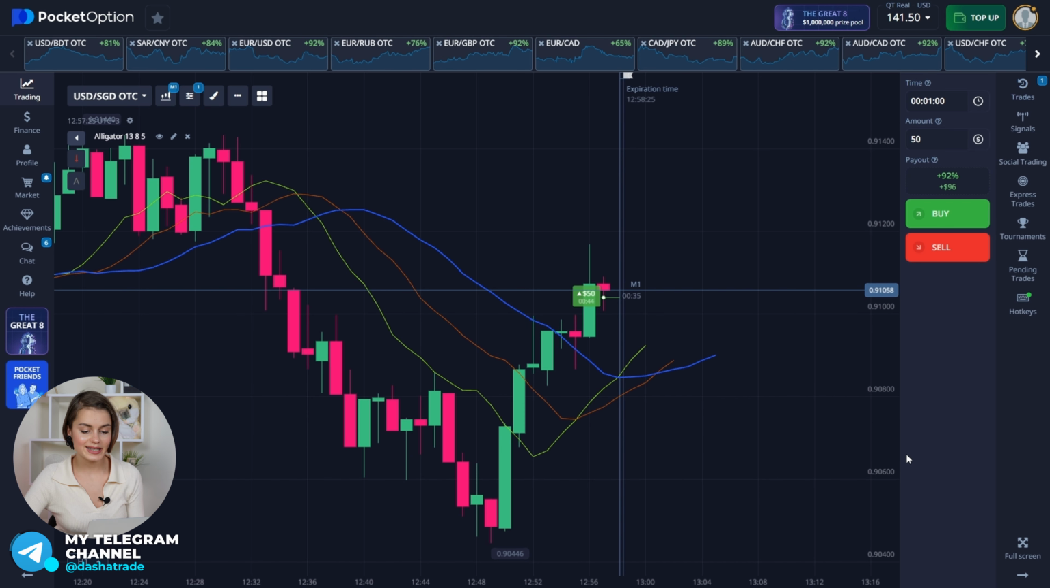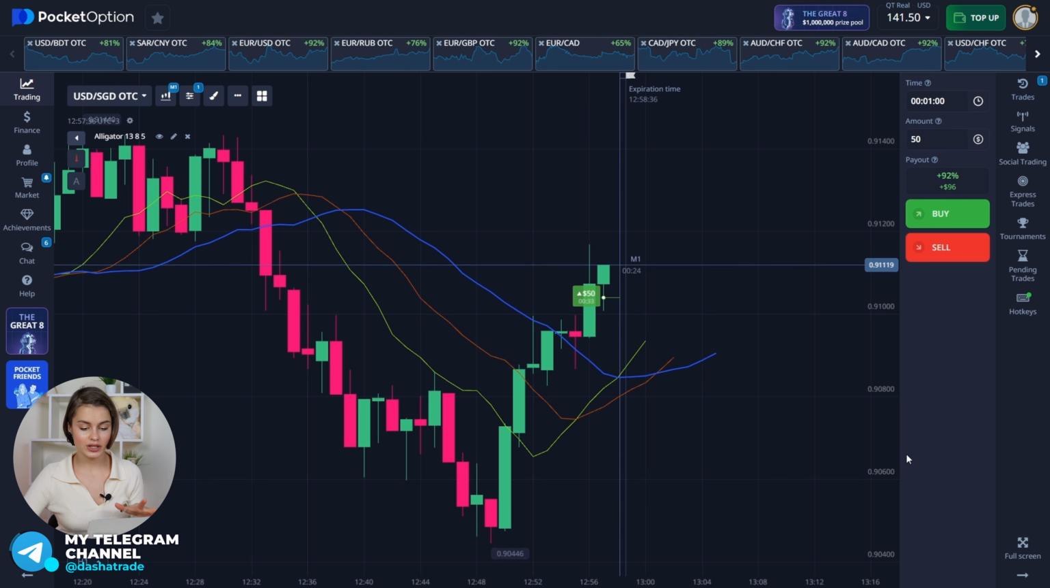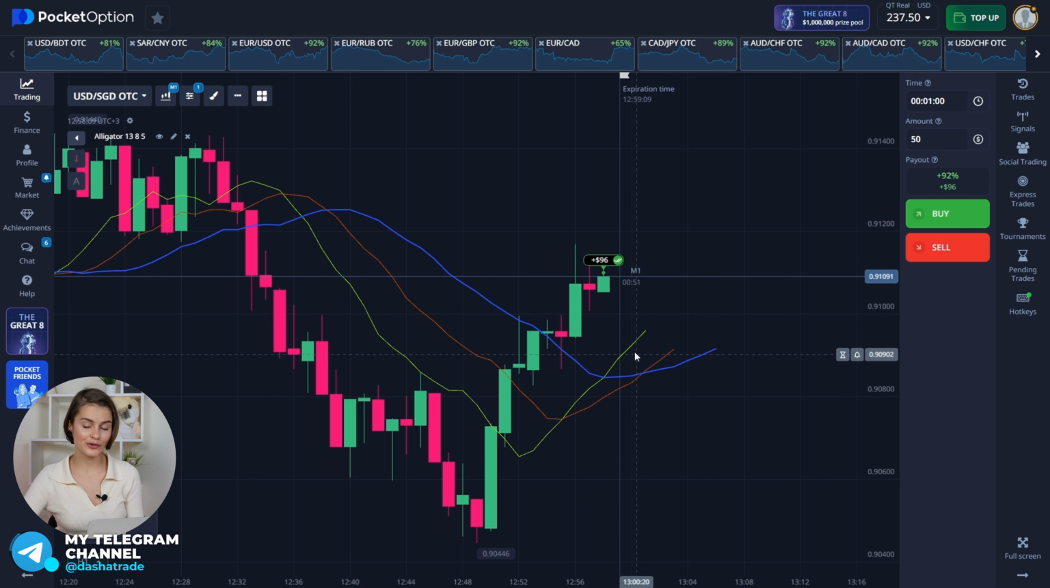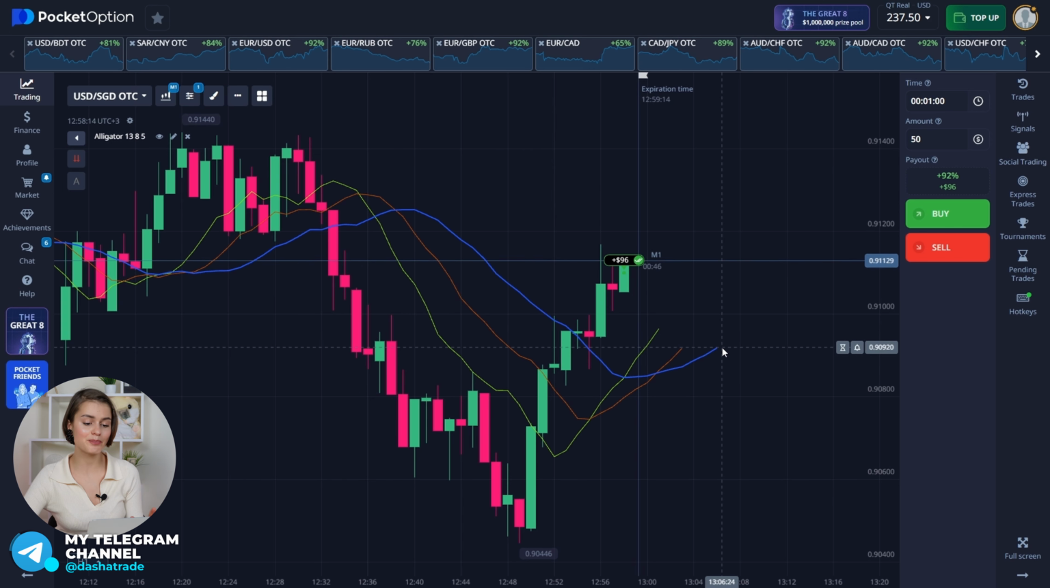As you may have noticed, I only open a trade after the intersection has formed. Under no circumstances do we open a trade before the intersection itself. It's very important because an intersection is a key factor for entering a trade. We have a confident upward movement and my balance is already $237, and I think it's a perfect result.